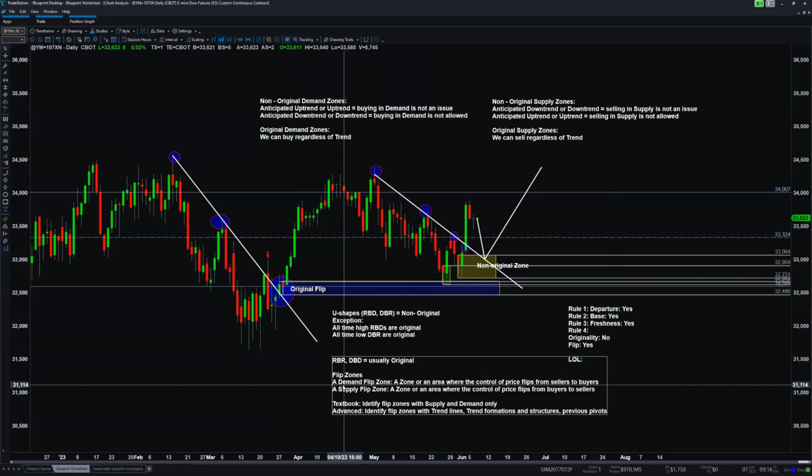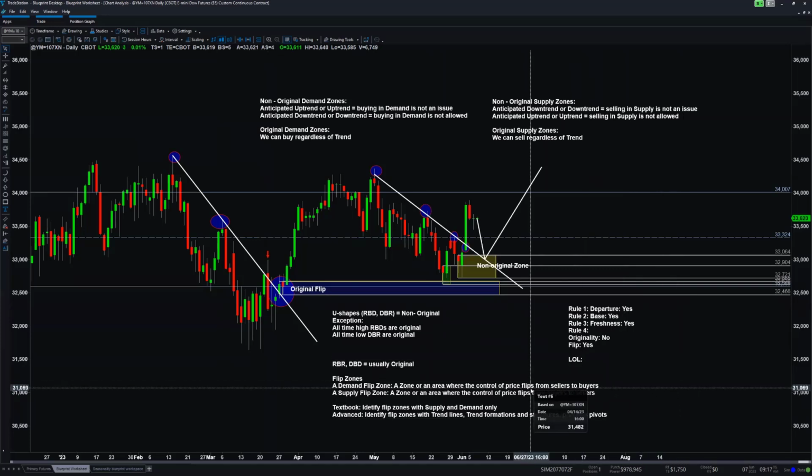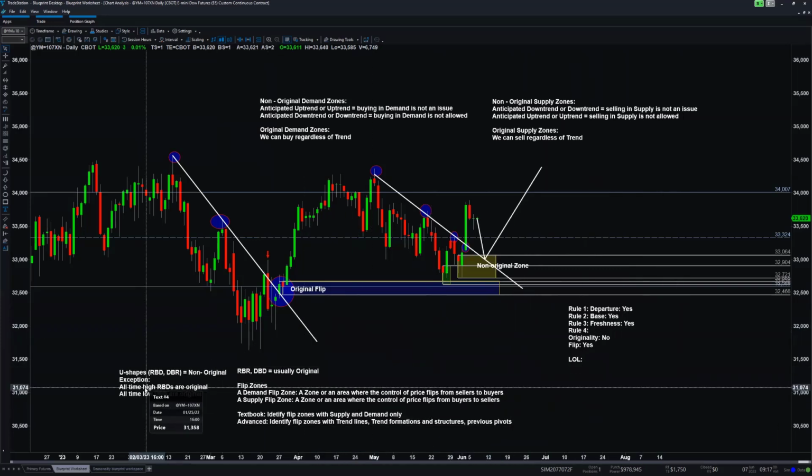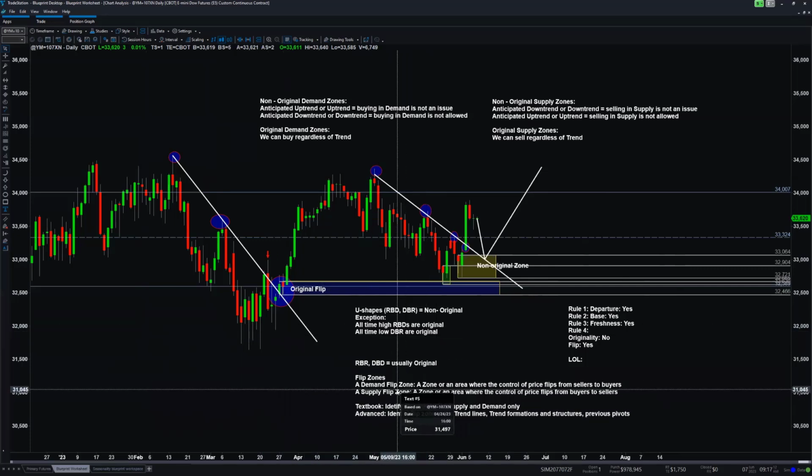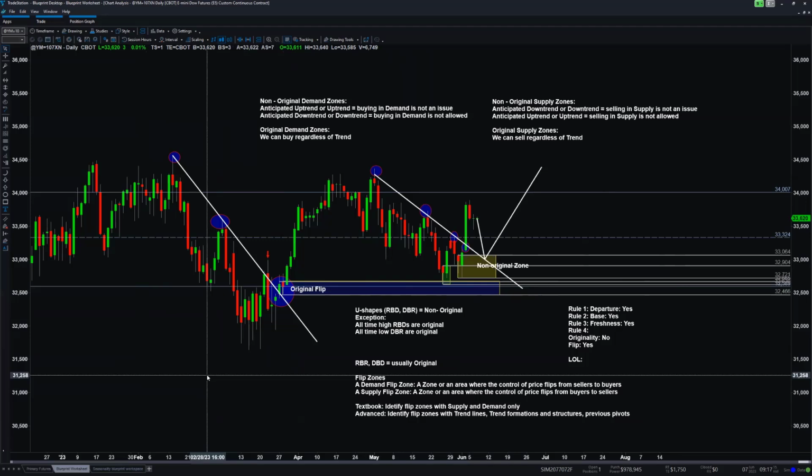Then we also look at flip zones, and a flip zone is a zone or an area where the control of price just flips from sellers to buyers. A supply flip zone is a zone or an area where the control of price flips from buyers to sellers. And so the textbook explanation here is just identify flip zones using supply and demand. And the advanced one is we use all of the arsenal of tools. We identify it with trend lines, with trend formations and structures, and with prior pivots. So I would suggest you take a quick screenshot.